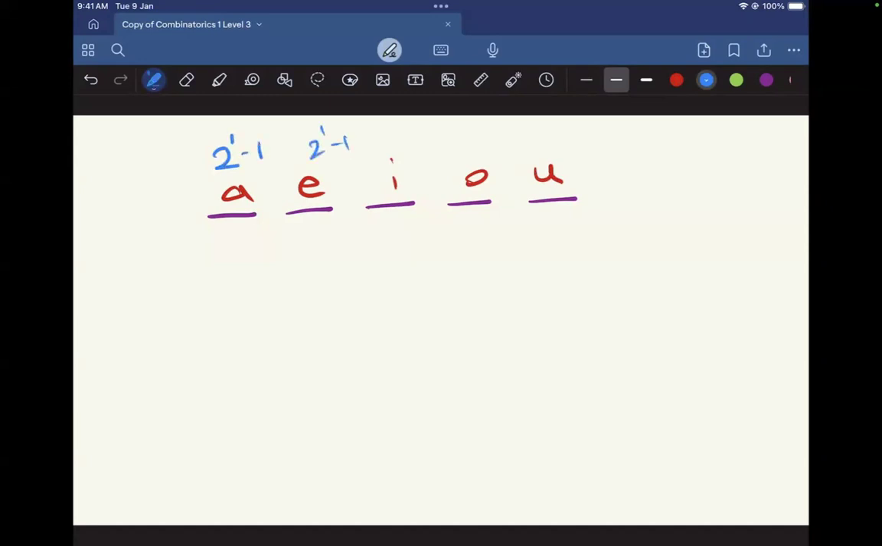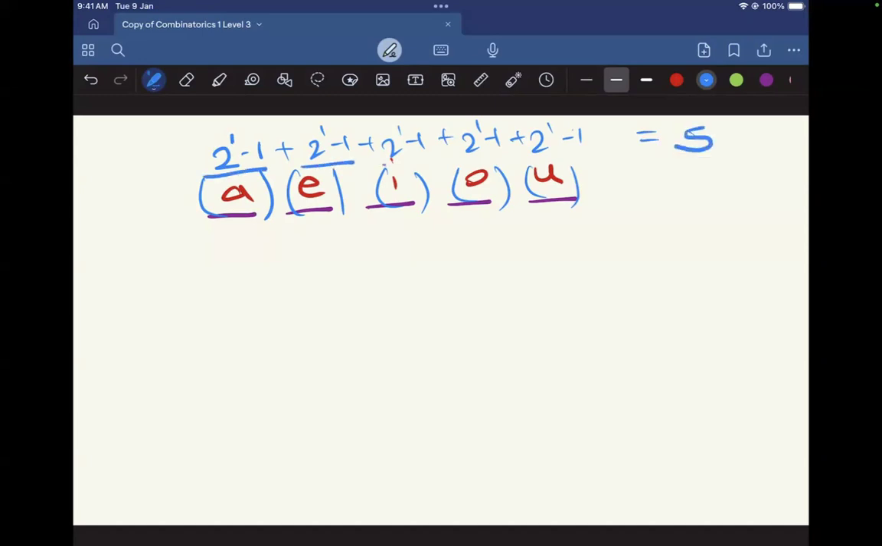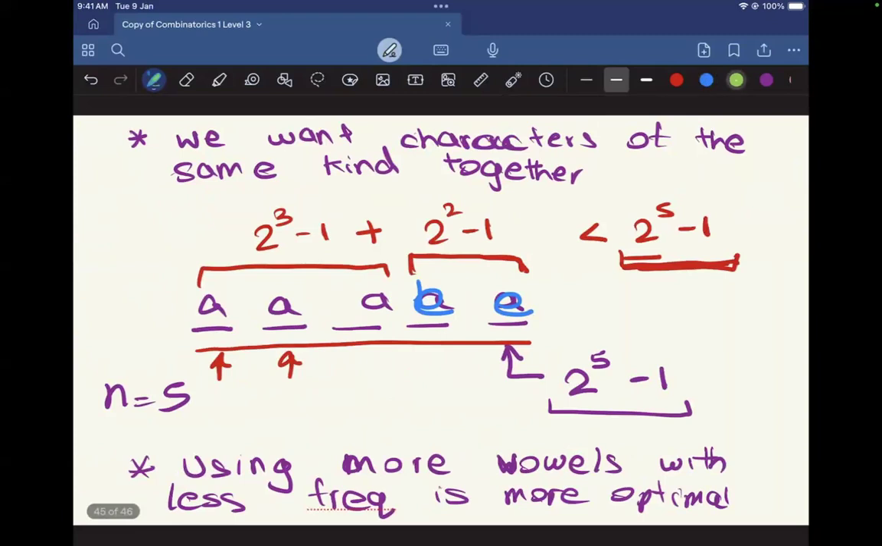This is the most optimal because the number of palindromic subsequences is 2 raised to 1 minus 1 for each character, because these are the sizes for each particular character. So the number of palindromic subsequences here is only 5: 2 minus 1, five times, which is just 5. Okay. So is this much clear for everyone, guys?